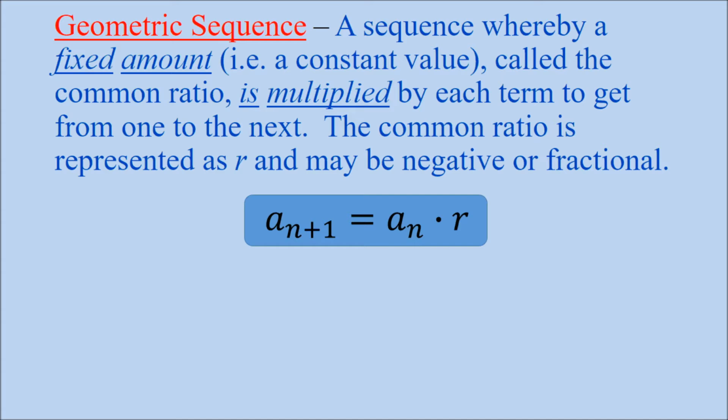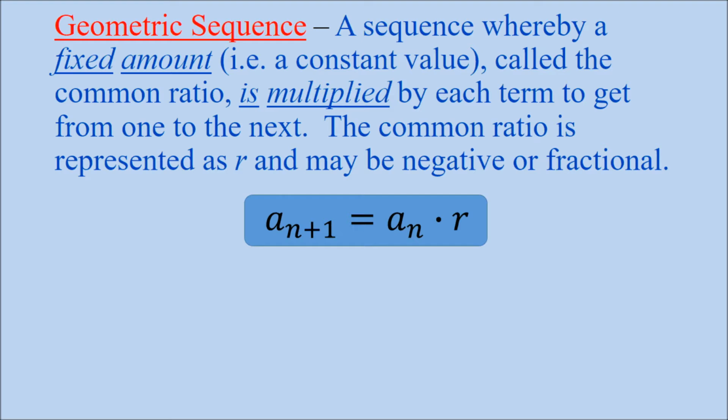Geometric sequences. A geometric sequence is a sequence whereby a fixed amount, in other words, a constant value, called the common ratio, is multiplied by each term to get from one term to the next. The common ratio is represented as r and may be negative or fractional.